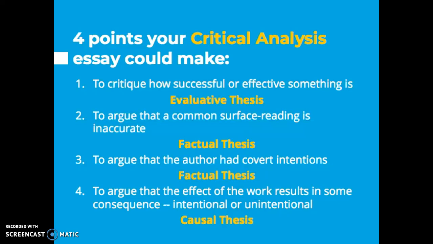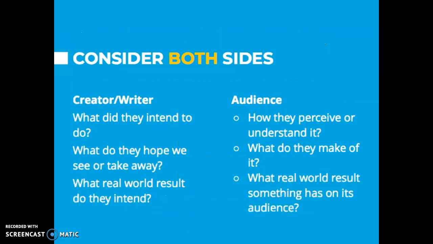And you could do a whole variety of mashups of all of these general arguments as well. A causal and evaluative thesis, an evaluative and factual thesis, combining different aspects of the different points that you might be making into a greater and more complex argument. So once you've figured out what you want to say with a particular argument, what did the author intend? What were the consequences? Were they successful? On all of those different ideas, and you're going through and you're starting to formulate your argument and pull together examples from the text and evidence for the points you're making, you're always going to want to consider both sides. This is both the writer's side as well as the audience's side.